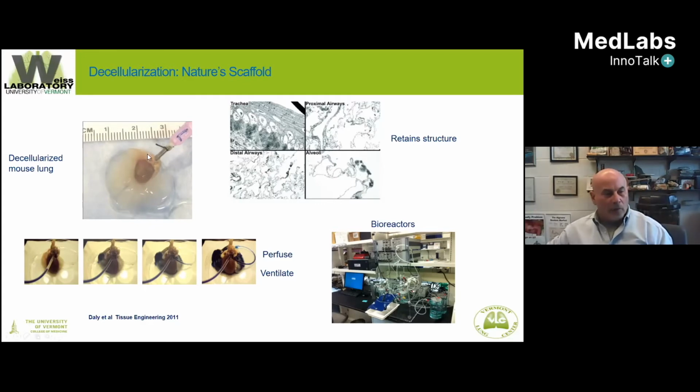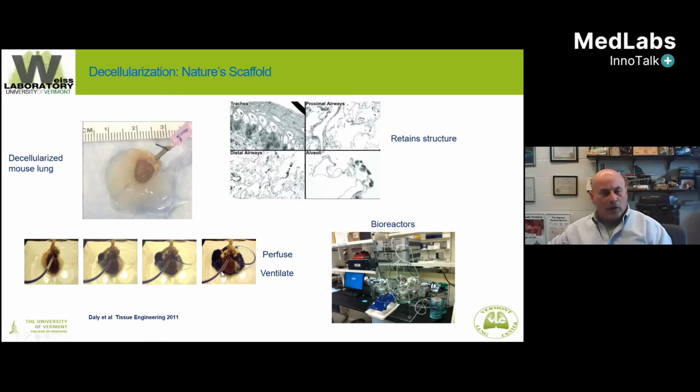And so what you see in the upper left-hand corner here is a picture of a mouse lung. And you can see the catheter, needle, angiocath in the trachea. You can see the heart is still attached to it. But then you see this pearly white tissue that is the mouse lung that's had all of its cells removed. And it maintains grossly the appropriate structure. Microscopically, these are some representative electron micrographs showing trachea, the proximal airways, distal airways, and alveoli, so that you retain the ultrastructure as well as the gross structure.